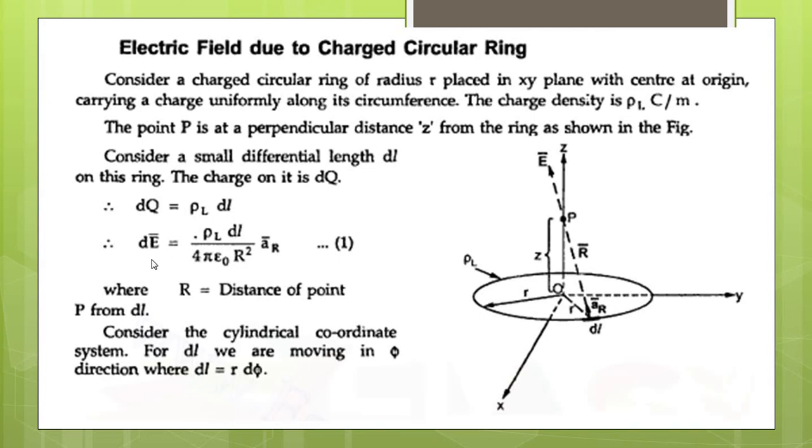So write the equation for differential electric field intensity, which is equal to rho L dl by 4 pi epsilon naught r square into ar. Now here r is the distance between the point P and this dl. Now here we will use a cylindrical coordinate system. So this ring is along the phi axis. So we need to consider the differential length dl is equal to r into d phi.